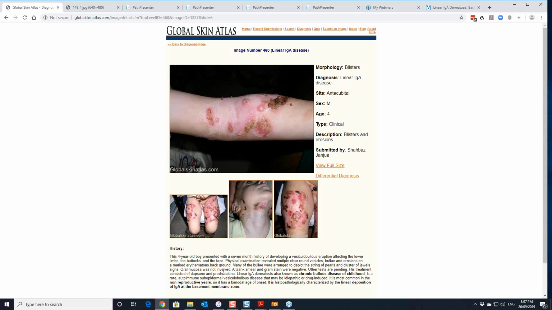The oral mucosa wasn't involved, but the oral mucosa can be involved in this, as it can be in linear IgA disease. The Tzanck smear is looking to see if there's virus, herpes virus.